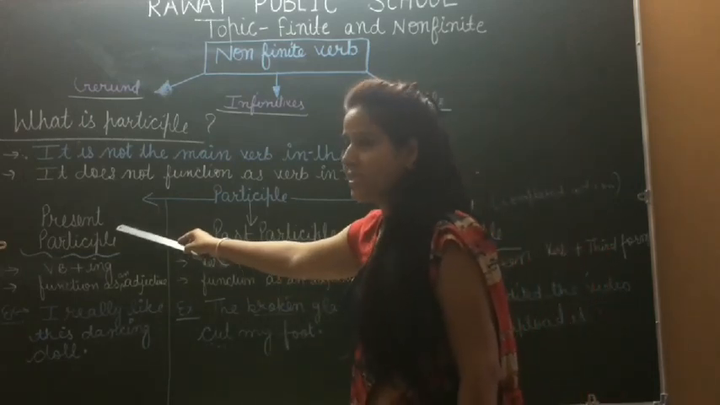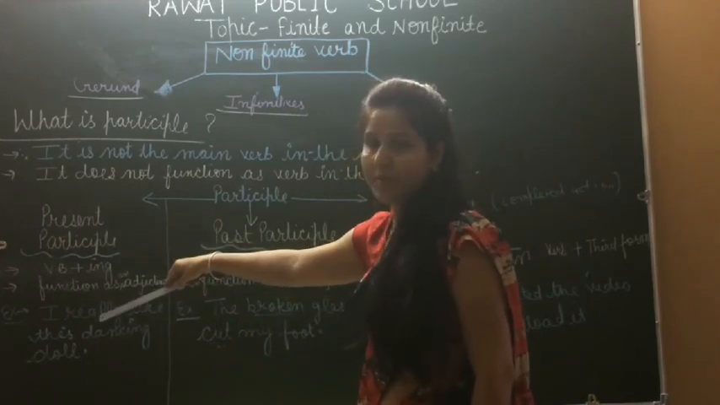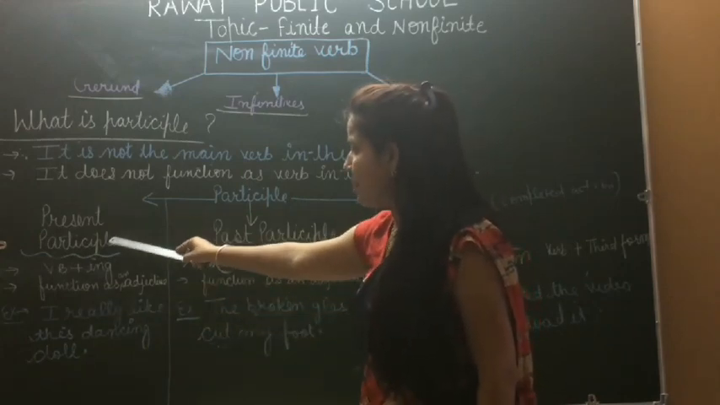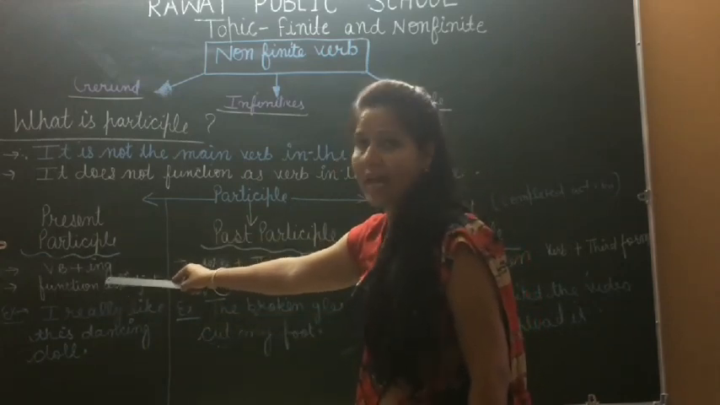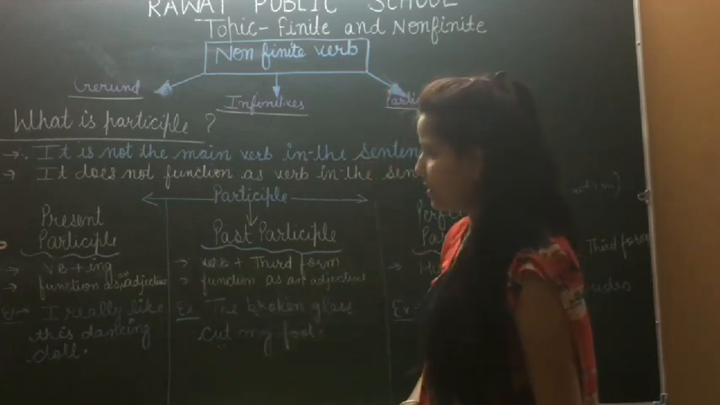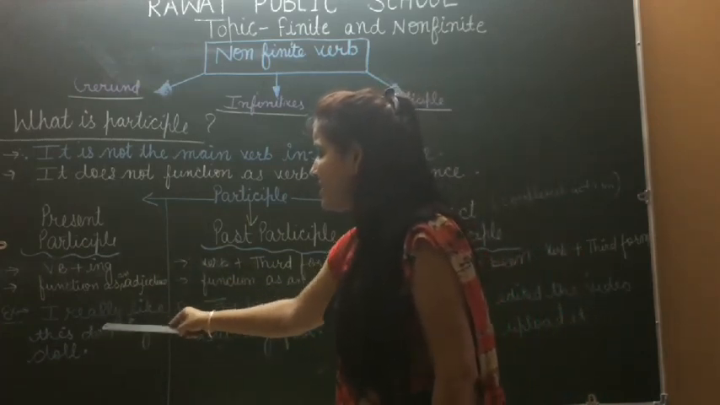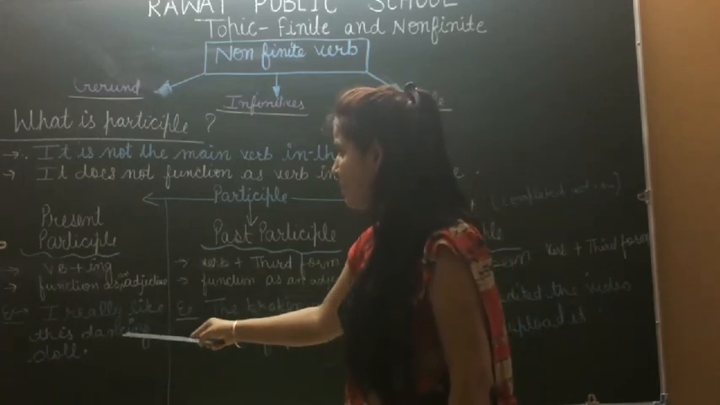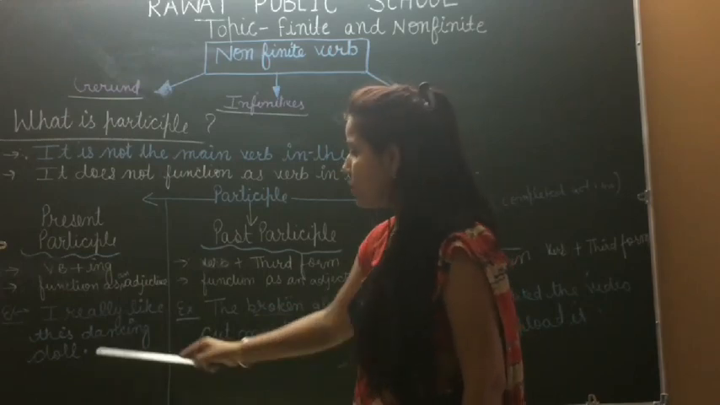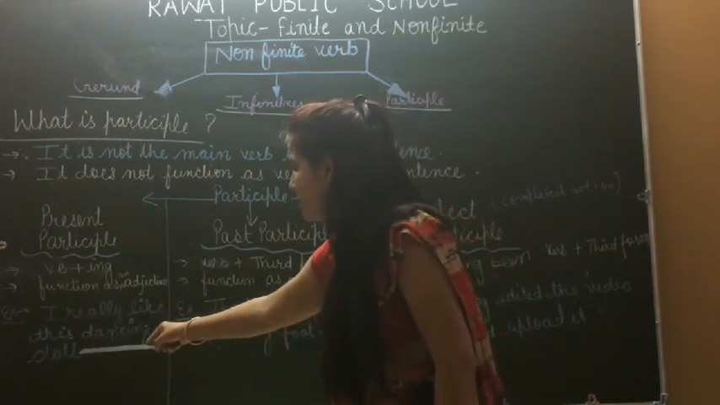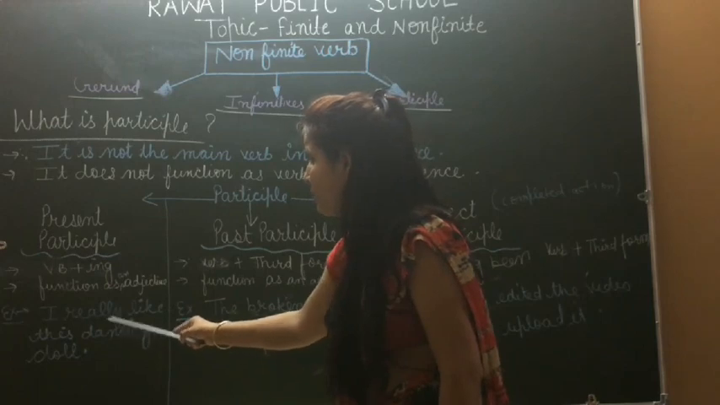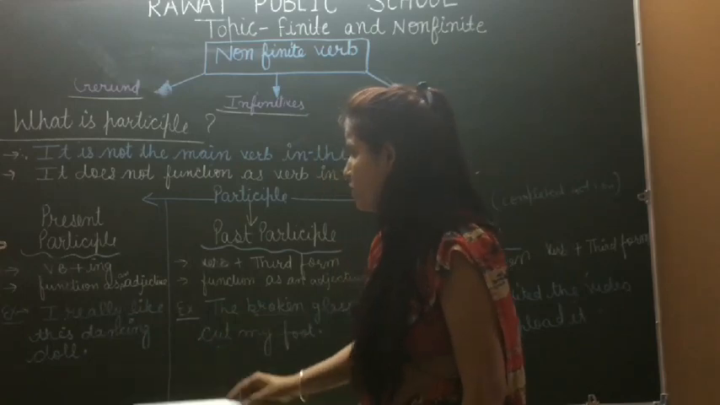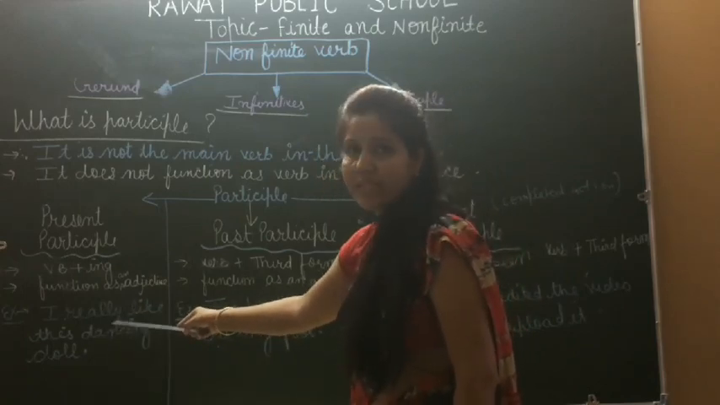Okay, so first present participle. In present participle we use the verb's first form then ing. Okay, and present participle functions as an adjective. For example, I really like this dancing doll. Okay, so in this sentence, dancing is a present participle. Why? Because doll is a noun, and dancing functions as an adjective. It describes the doll. Okay, so dancing is a present participle.